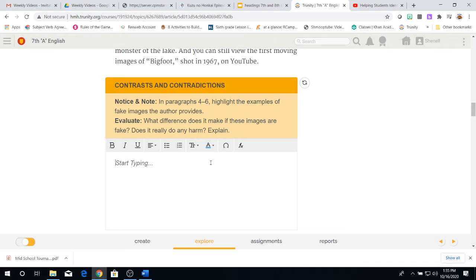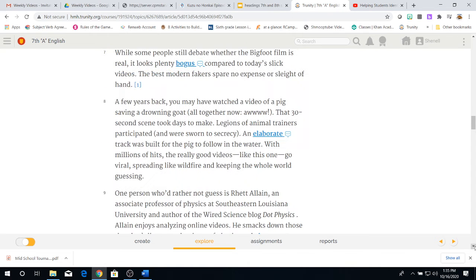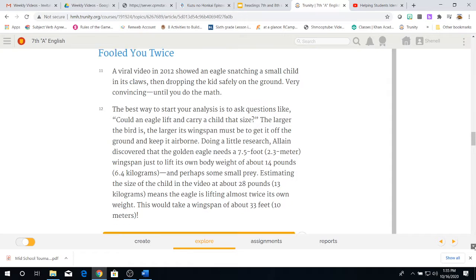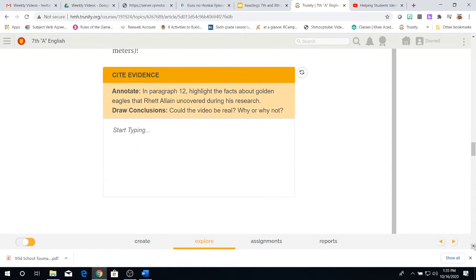What difference does it make if these images are fake? Does it really do any harm? Explain. So once you guys have an answer to that, because you really need to think about it before you come and write down an answer, type it in there and then move on to the next one. Paragraph 7, 8, 9, 10, 11, and 12, and then you come to another question.